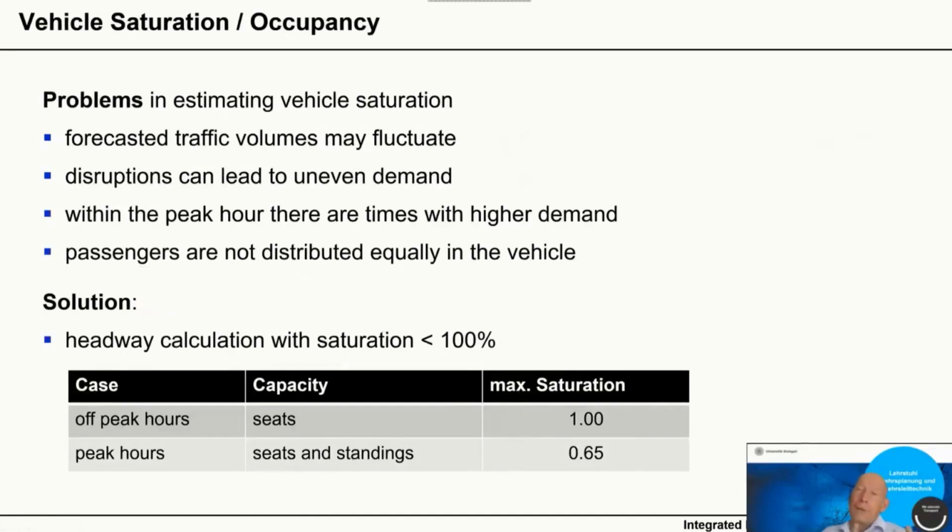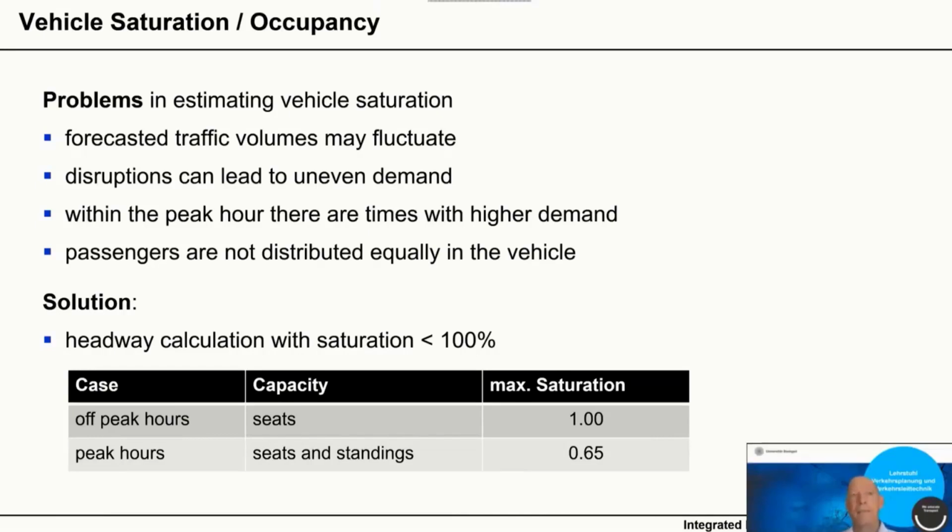Now, I want to briefly discuss this problem of saturation and occupancy. When we do planning, we like to have a little bit of a buffer because it's very difficult to forecast traffic volumes. First of all, our models are not precise. Second of all, within one line, if you have a line running every 10 minutes and you look at the morning peak, you will still find one or two services which have higher loads because there's a school or something else along that line starting at a specific time of day.